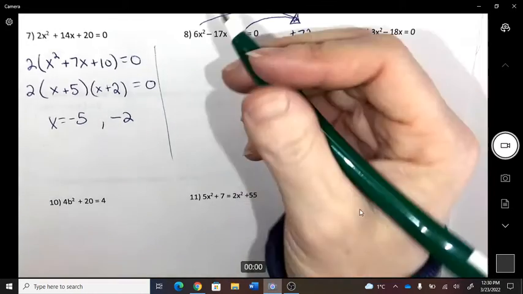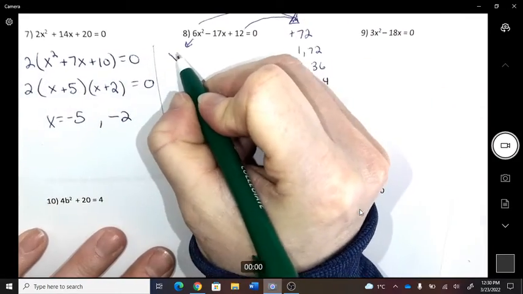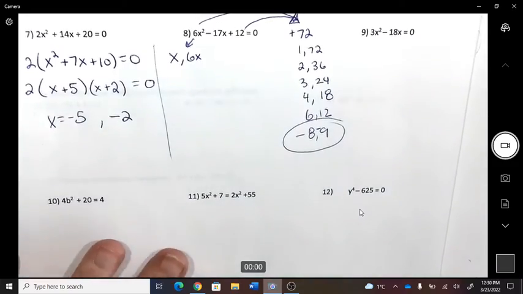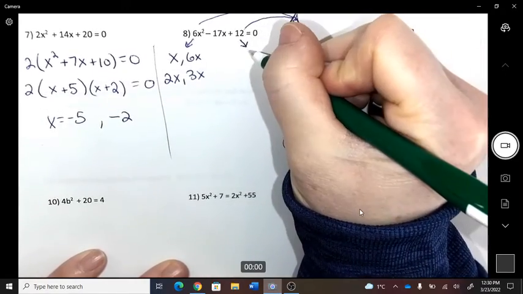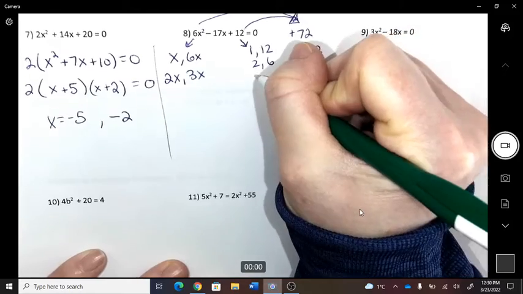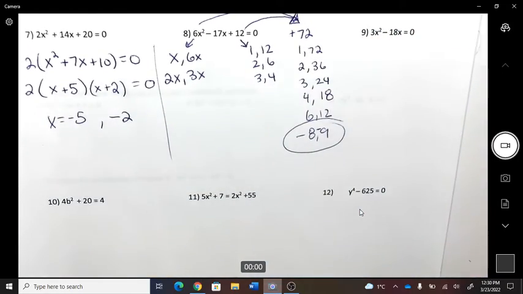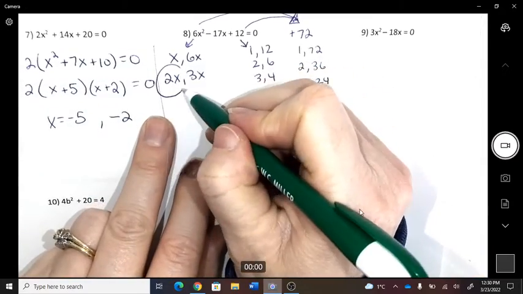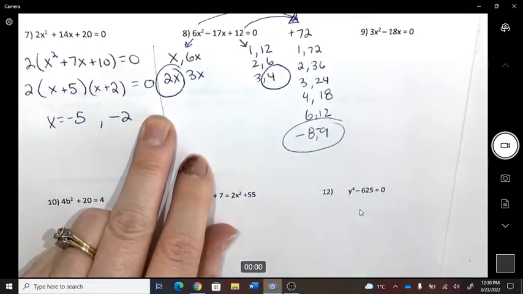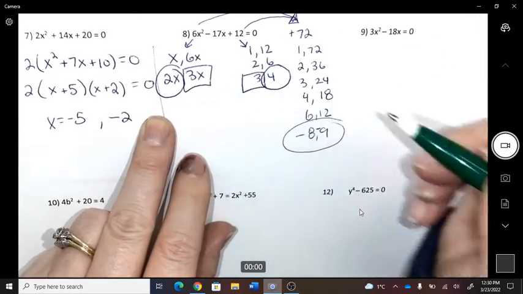Okay, now I'm going to go under my first. I could do x times a 6x. I could do 2x times 3x. For the 12, 1, 12, 2, 6, 3, 4. Okay, which group makes 8 and 9? What are you going to partner with what? 2, 3, 3, 4, those partners. So 2 with the 4, that's the 8. And 3, 3 makes the 9.